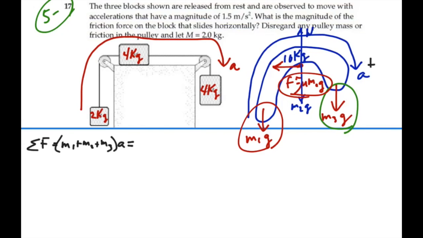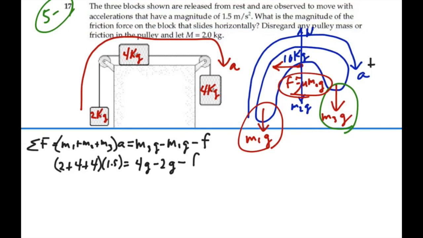So we're going to write it like this: m3g minus m1g minus the force of friction between block 2 and the surface there. We want to solve this for the force of friction. That's what we were asked for. So we have 2 plus 4 times acceleration, which is 1.5, is equal to 4 times g minus 2 times g minus friction.